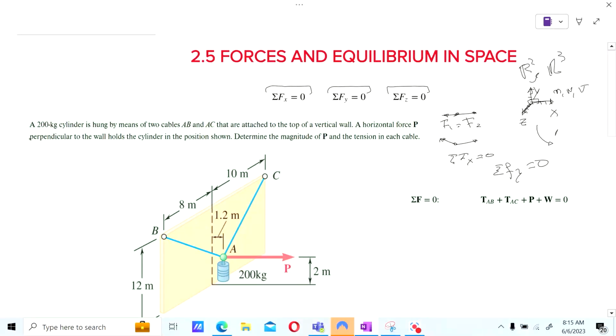A 200 kilogram cylinder. So they're giving us a mass. So remember that this mass is going to have a force going down, and we have to decide where our coordinate system is going to be applied. It seems like it's going to be here. It seems to be, yeah, because their directions are based on, or the distances are based on those axes. So this is going to be our x, y, and z.